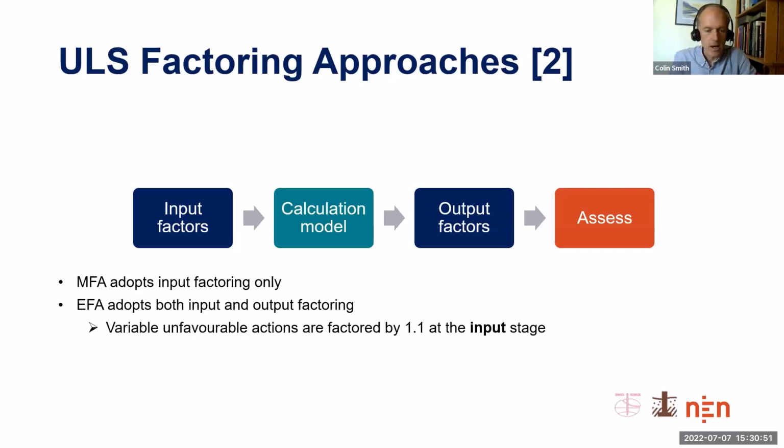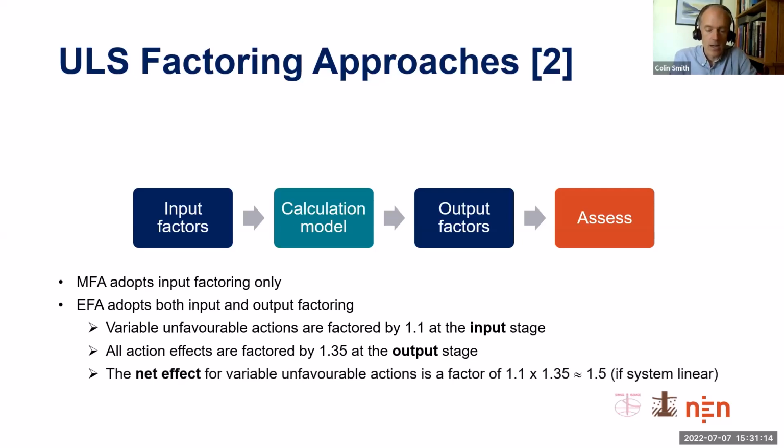So as I mentioned when looking at the table, the variable unfavorable actions are factored by 1.1 at the input stage. Everything else is unfactored in general. At the output stage, where we're getting something, for example, like a bending moment in a wall, those quantities are factored by 1.35. So the net effect is that for variable unfavorable actions, at the end of the process, we've applied 1.1 and 1.35, which gives us a factor of 1.5. That only works, of course, if the system is linear. And we do have to be aware of that.